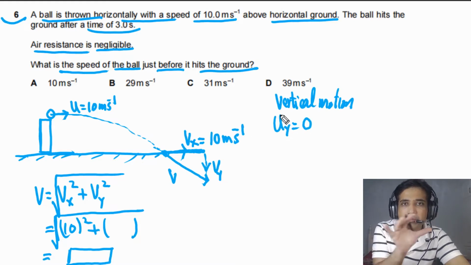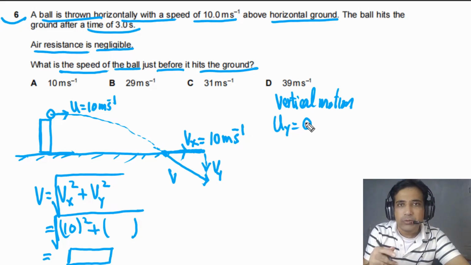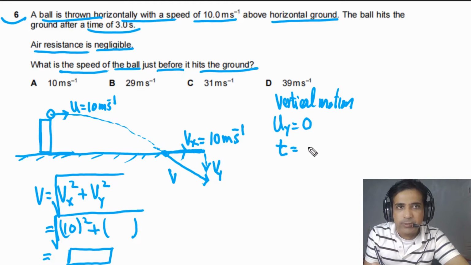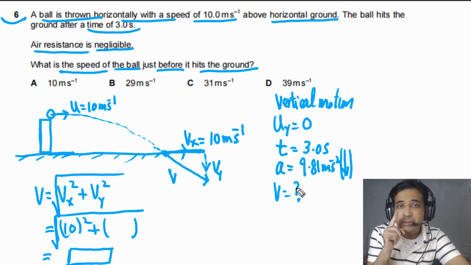So Uy is equal to 0. Time taken is given to us, so we have the value of t that is equal to 3.0 seconds. We have the value of a, and a is equal to 9.81 meters per second squared. In this case, acceleration is down, so we can also draw an arrow here. We need to calculate the value of v. Acceleration in this case is constant, uniform acceleration. So simply we can use v is equal to u plus at. In this case, we will take down as positive.